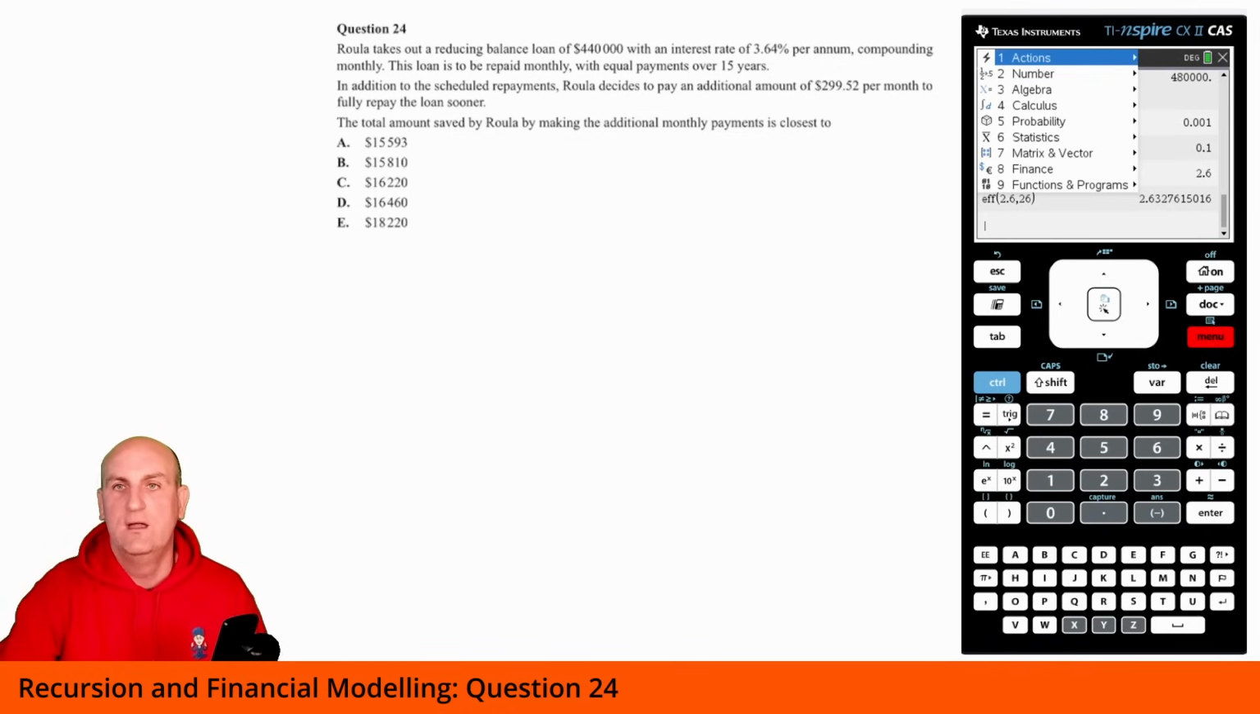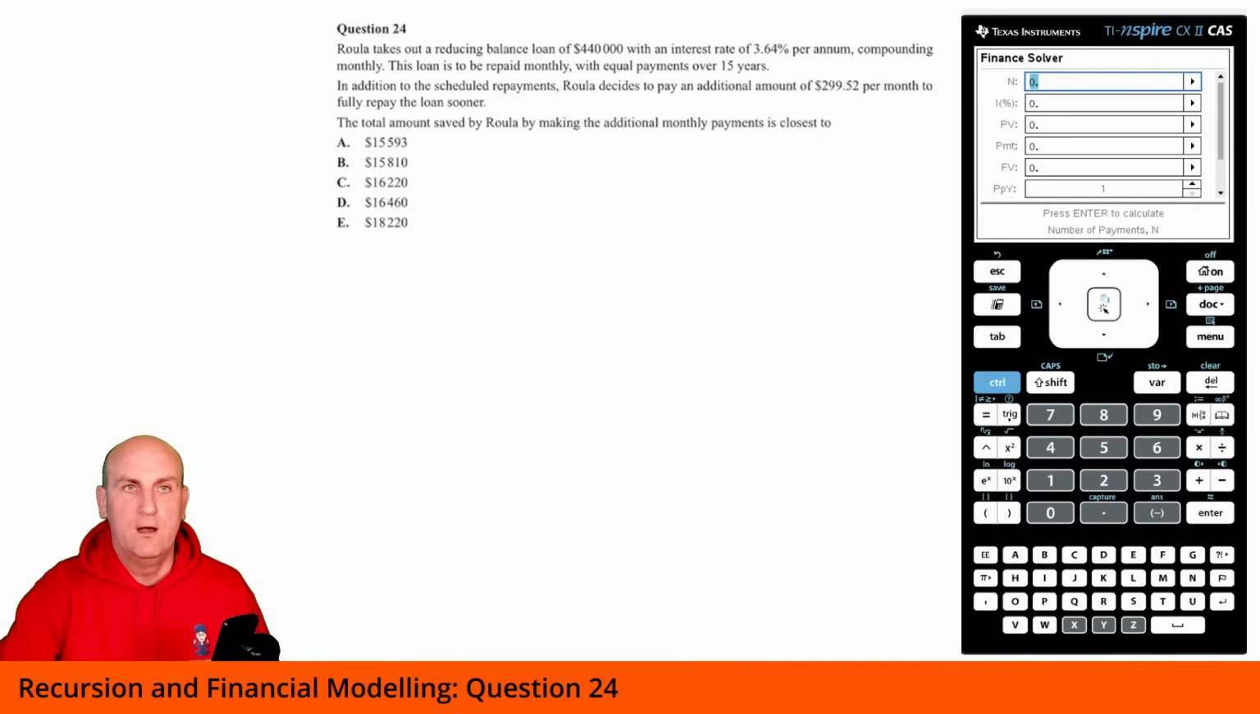So first things first, I'm going to fire up my finance solver. Right, so let's just see how much she would have paid in total first if she had just continued without making additional repayments. So she's taking out a loan, so 15 years, so 15 and it's monthly times 12. Interest rate there was 3.64. Principal value, she's taken out a loan, given money, so it's positive. No payment at the moment. Future value is going to be zero. That's going to be 12 and 12 and 12. Okay, so let's work out how many payments she's going to make.